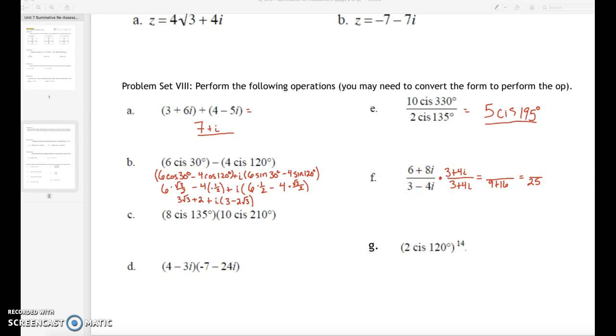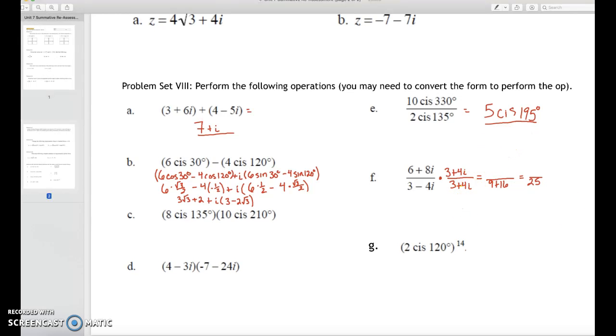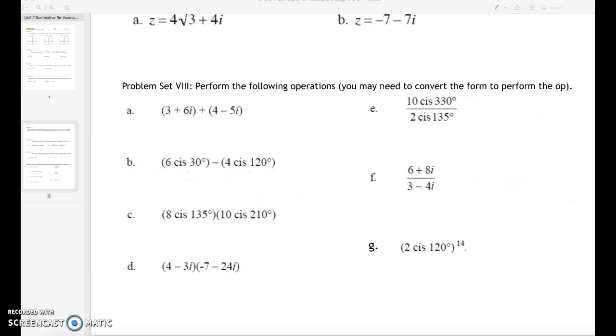I'm going to try to quickly in the next few moments go over these last two. Okay. Here, same concept. When you multiply in rectangular form, you could try to convert these to polar, but I would just say go ahead and use our FOIL technique. First, outer, inner, last. Probably going to be the fastest way going about this.